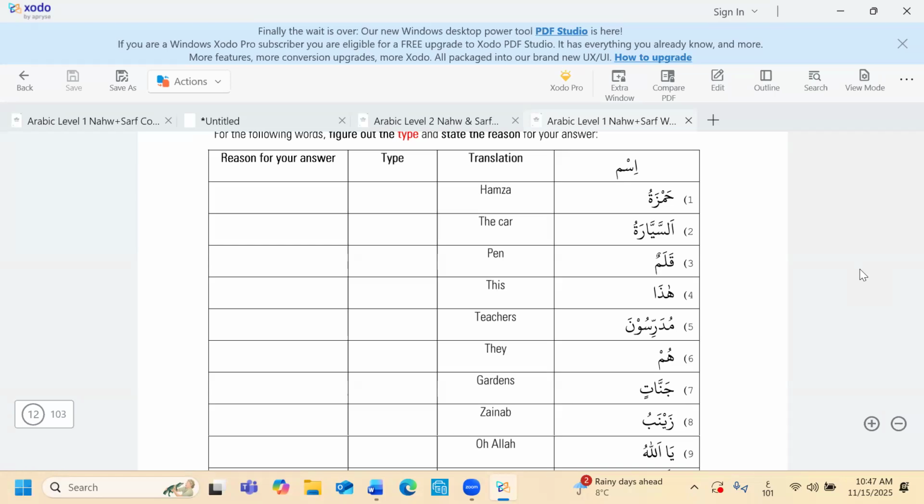So let's do the first. Let's do a mix. Number 2, as-sayyara, is definite because of the al. Hadha, this, is definite because hadha is not a detached pronoun. It's a pointer, ismul ishara. So it's one of the 7 things which are considered definite.